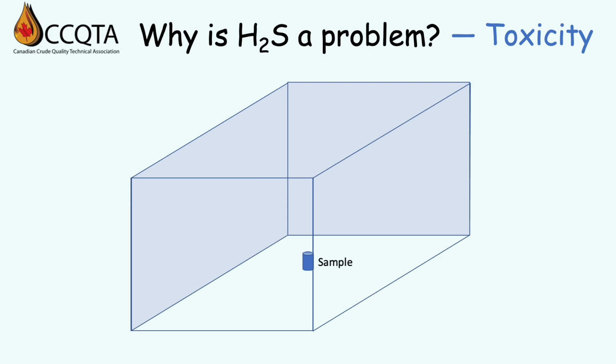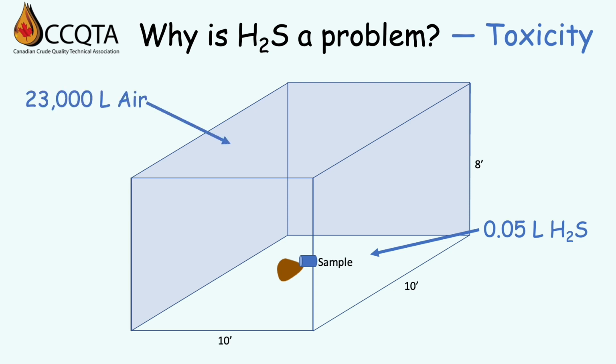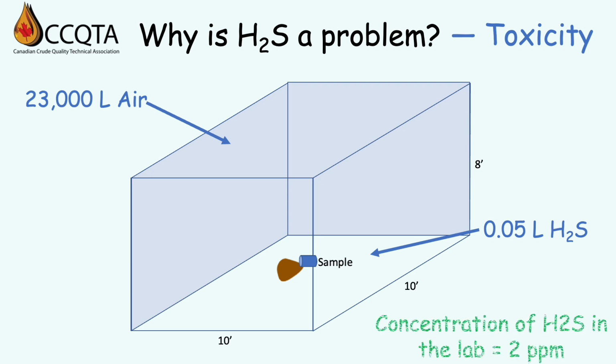In this scenario, the total volume of H2S in the sample is approximately 0.05 liters. Say that the sample was spilled and all the H2S was released into the lab environment. That 0.05 liters of H2S now mixes with the volume of air in the lab. A room with the dimensions of 10 by 10 by 8 contains approximately 23,000 liters of air. Therefore, 0.05 liters of H2S is diluted into the air, and for a total concentration of 2 ppm in the environment.